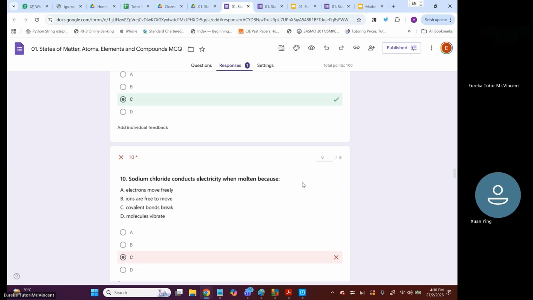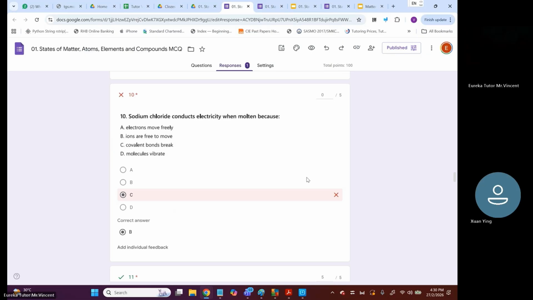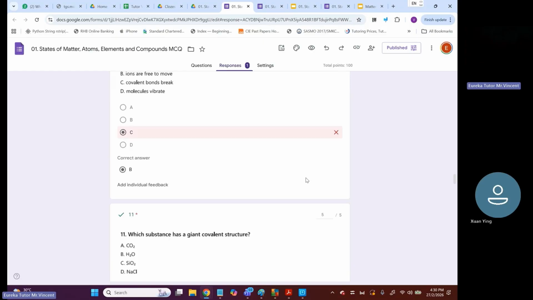Okay. Number 10. Sodium chloride conducts electricity when molten because, we said B, ions are free to move. Remember, as long as it can conduct electricity, it must have ions free to move around and carry the charge. That's the reason. The electrons do not move freely in an ionic compound. Okay, so the answer is B.